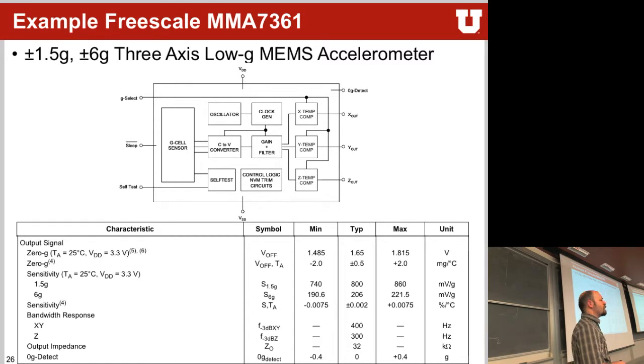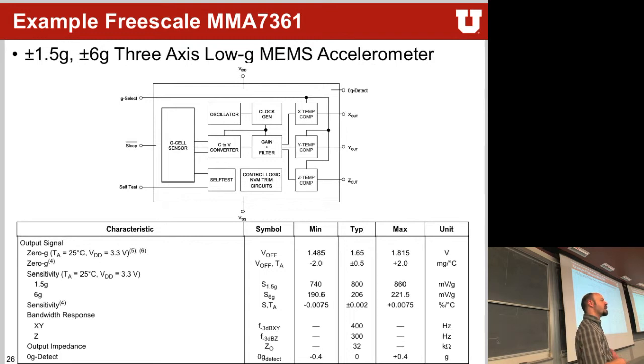How do we know where 0G is? Right? We can measure plus and minus. Like, where is 0? Yes. Is it always at 1.6 volt? It's typical. Yes. So there is a little bit of an error that can happen in there, right?